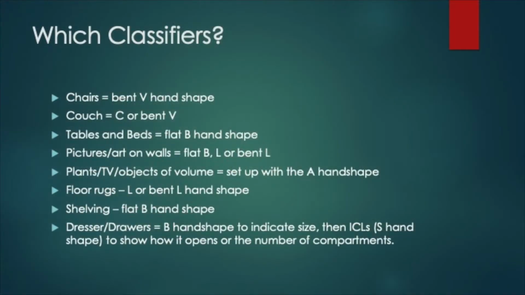It's not always easy to know which classifiers are appropriate for furniture and household objects. Here is a list of the most common ones, and I will demonstrate. For chairs, use the bent V hand shape. Chairs can face each other. They can be positioned around a table. They can face toward you or away from you, side by side, close or far.